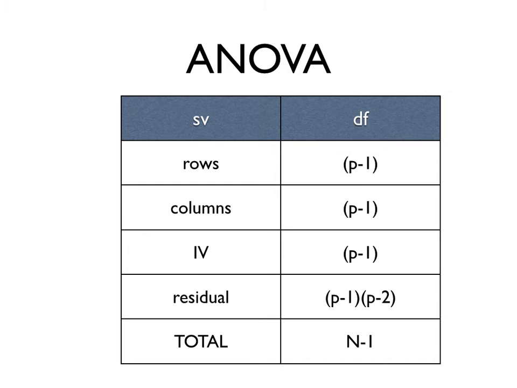So p is the size of the Latin square. That's all it is. So if it's a 5 by 5, p is 5. Then it would be 4, 4, 4, 12. 4 times 3 is 12, 16, 12. Yep, that's right.